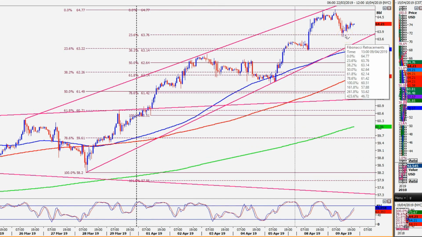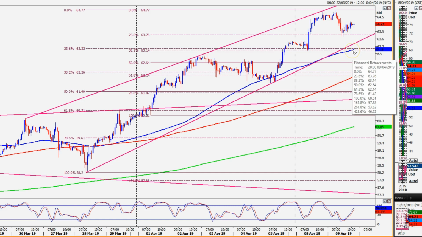In the short term on the hourly chart, you can see how that fib level I've got here at 63.76 held pretty perfectly. If we break below there today, we've got a trend line around 63.50, and then we've got confluence of fibs and a 100-hour moving average in around 63.25, 63.15. This looks like the best support level of the day for me, just above $63.